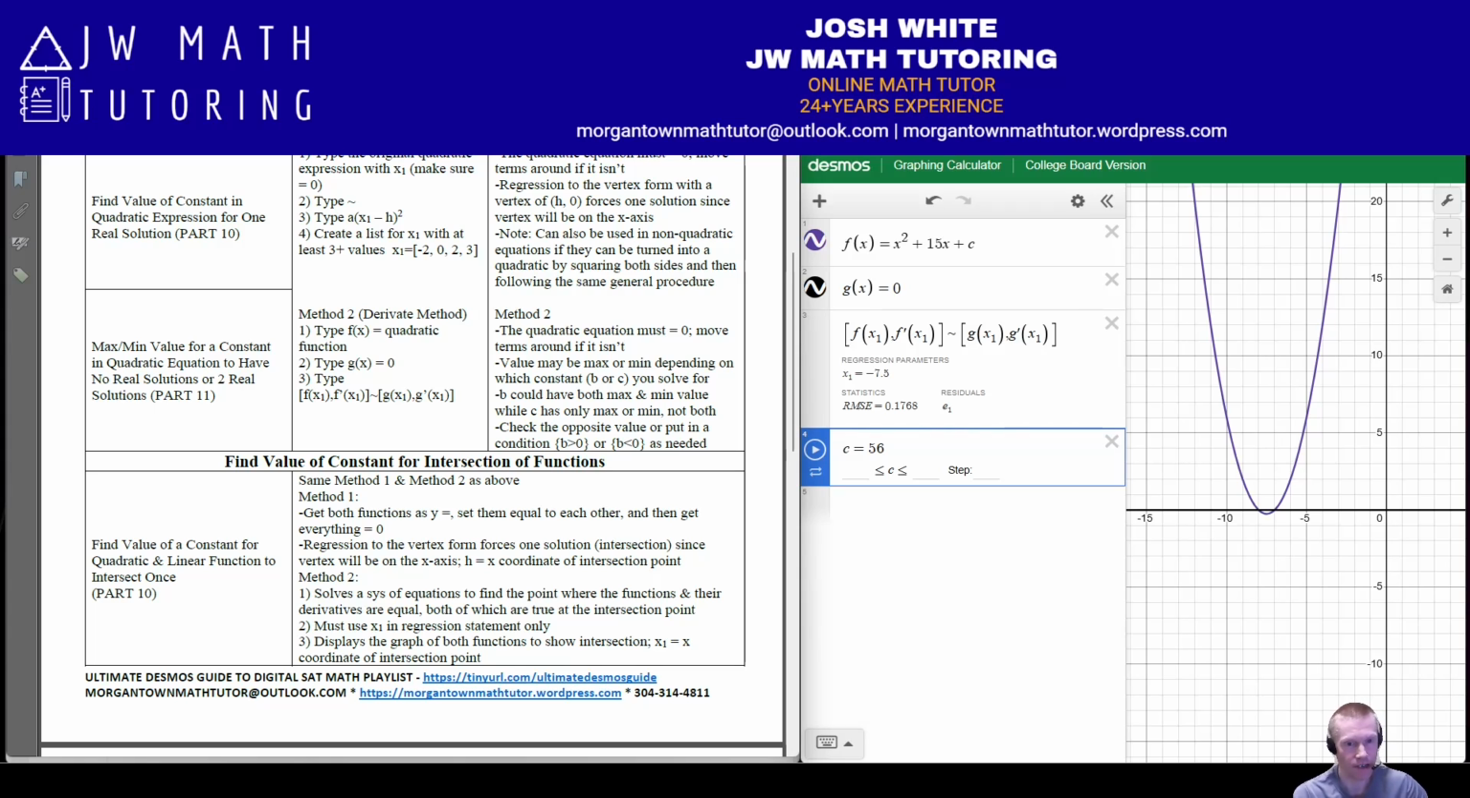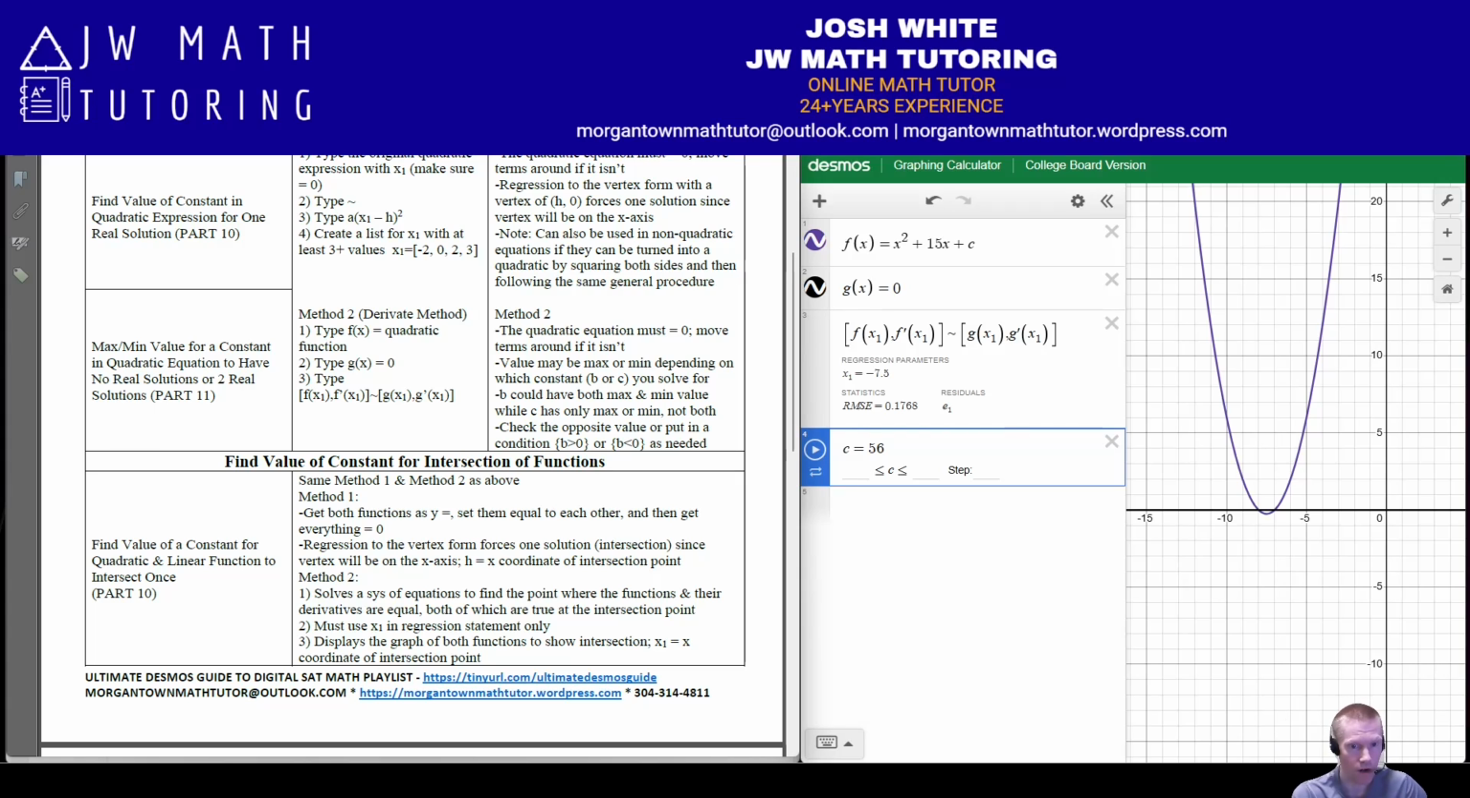I will just mention that for this type of problem, using the vertex method can require a lot more work because you now have two functions instead of one, two equations. They both have to be, first of all, y equals. Then you have to set them equal to each other. Then you have to move everything over to one side to get it equal to 0. So you have to do all that work yourself. Then you can do the regression to the vertex form and figure out the constant value to get the intersection, having one intersection point.